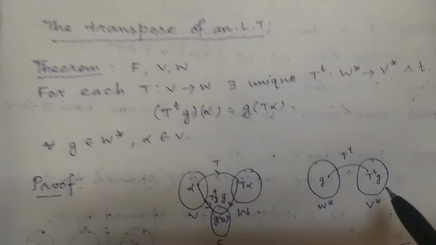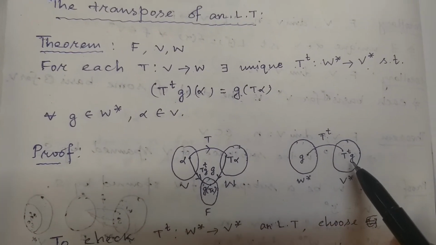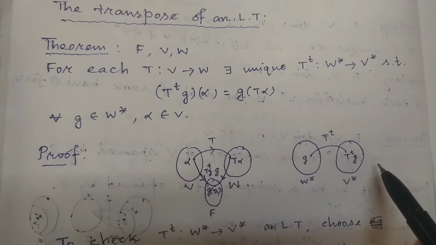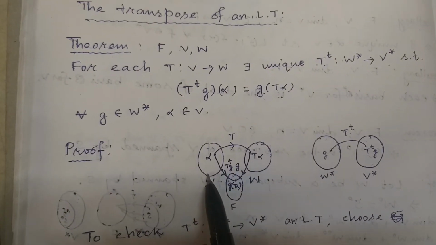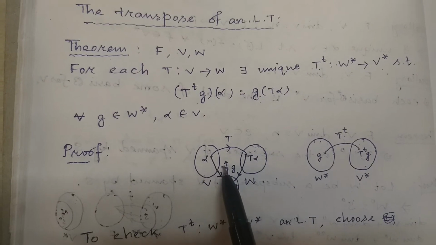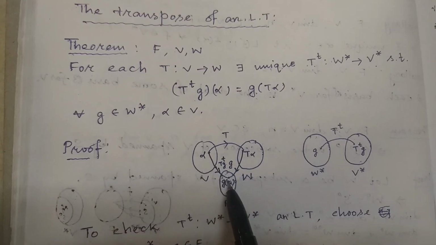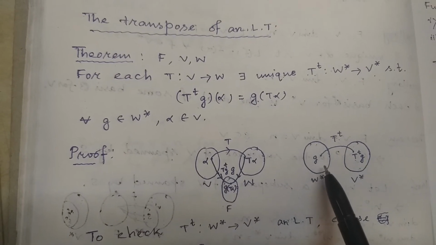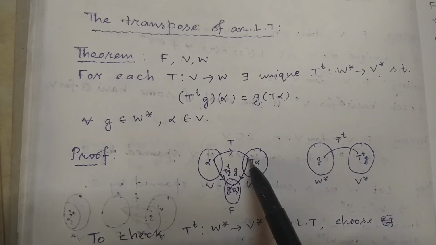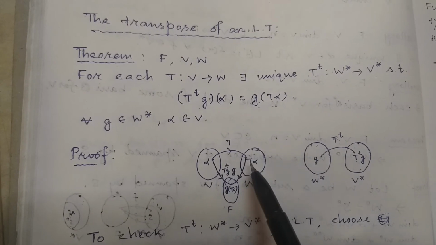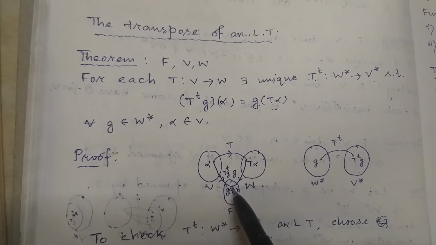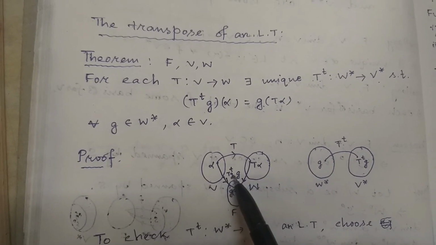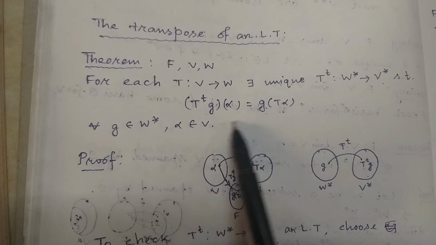Now the action: T transpose g is an element of V star, which means it is again a functional from V to F. So T transpose g will act here and give an element here, and g is a functional in W star, meaning g maps from W to F. T alpha is an element, and T alpha is taken to g of T alpha by small g. That element will be T transpose g of alpha. In this way we are defining this.